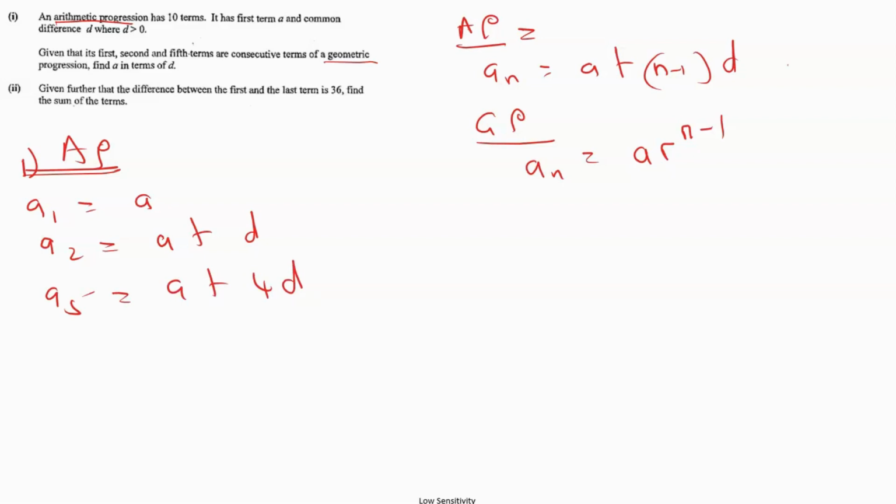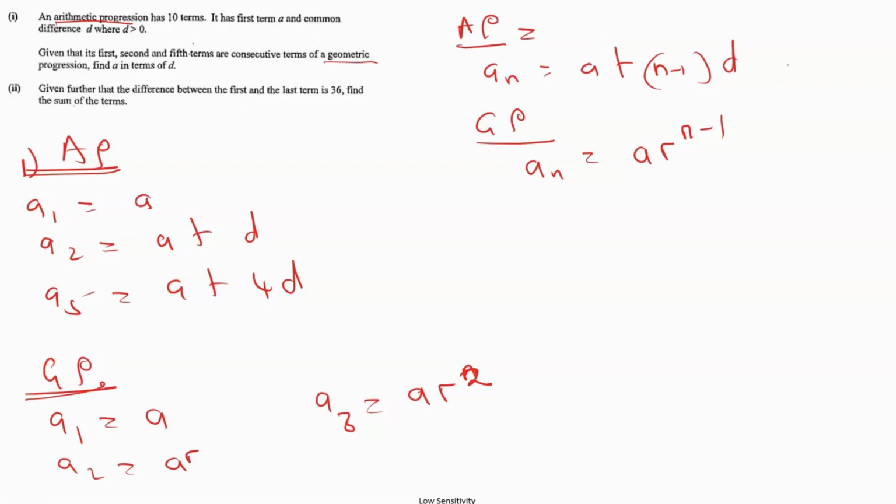We can do the same for the geometric progression. The first, second, and fifth terms are consecutive terms. So a1 is just equal to a, a2 is ar, and a3 here is going to be ar squared. So now we want to find a in terms of d.